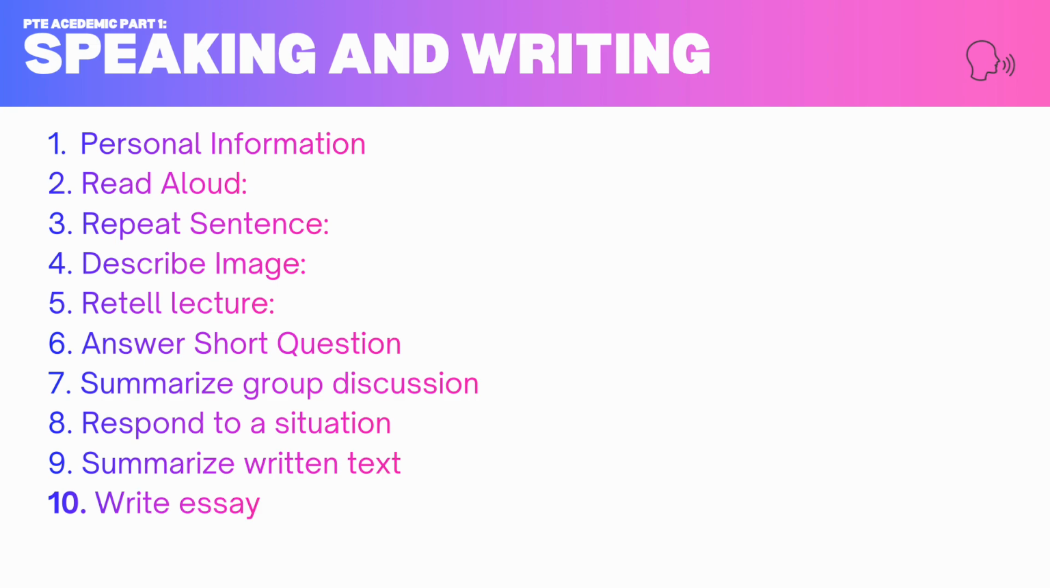Number 8 category is respond to a situation, where you will listen to or read a description of a situation. Then you will be required to answer a question about it with an extended response. Skills assessed here are only speaking skills. When summarizing written text, you will read the text provided and you will be required to write a 1-sentence summary of the passage. This will also assess your speaking skills only.